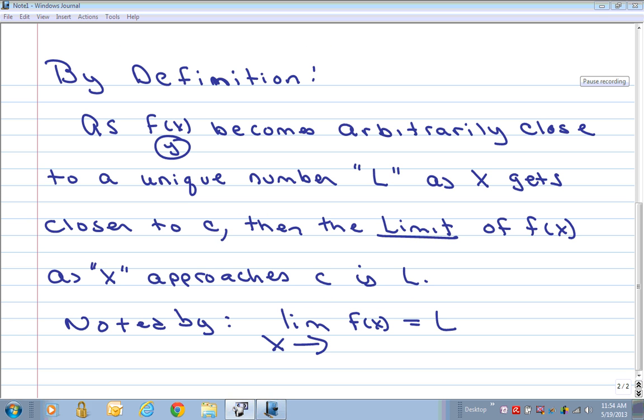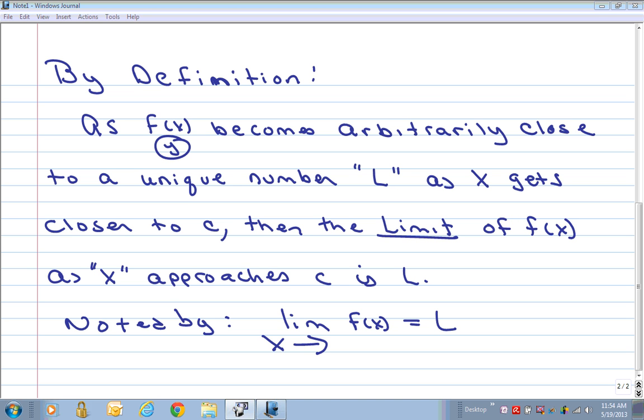Okay, here's the definition of a limit. As f of x becomes arbitrarily close to a unique number L, as x gets closer to c, then the limit of f of x, or the limit of the y value, as x approaches c, as x approaches a particular value, is L. So you can read this.